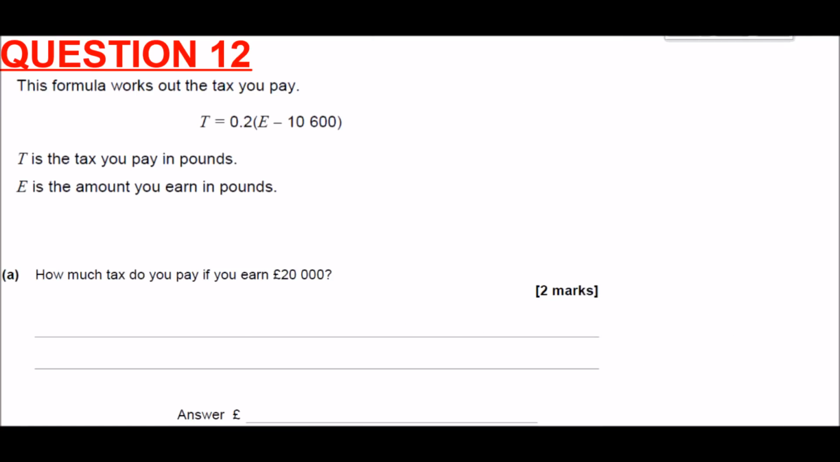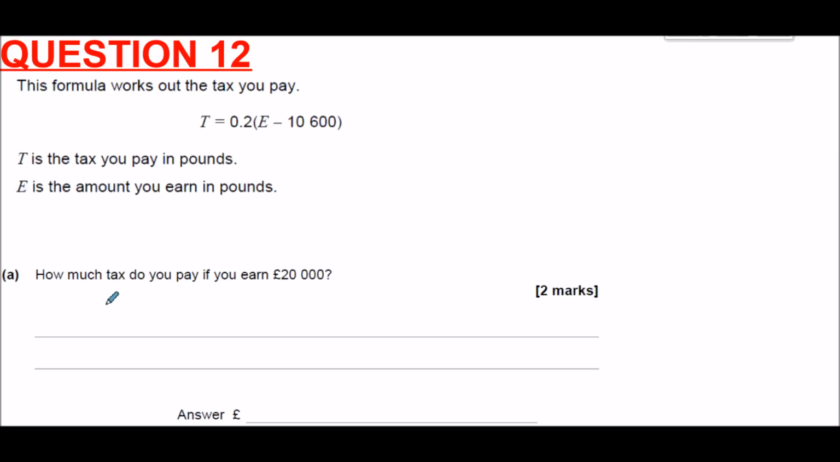Question 12. We've been given a formula for the amount of tax you pay if you are in employment. So T stands for the tax you pay in pounds, and E stands for the amount you earn in pounds. So the first thing we've been asked to do here is to work out how much tax would you pay if you earned £20,000 in a year. And so for this question, we can just use our calculator, if needed, to substitute in the value, easy as.